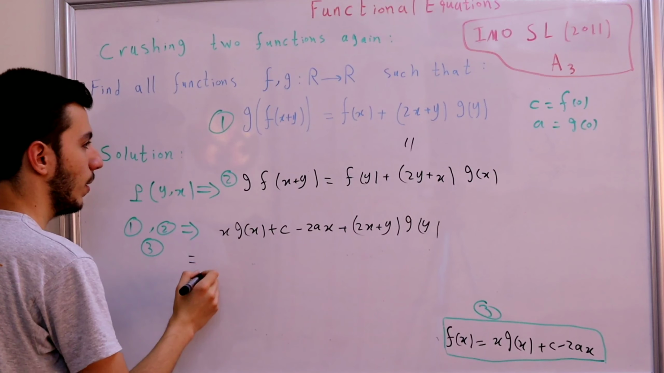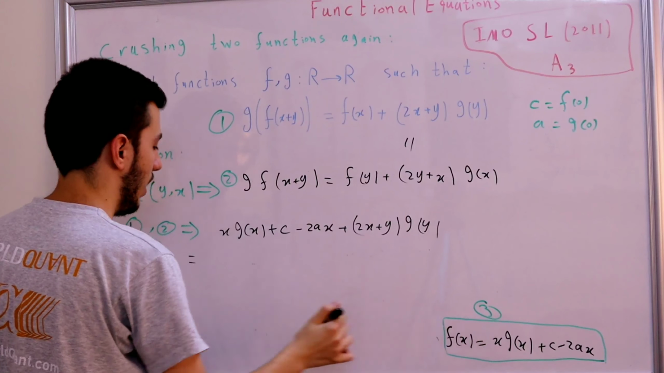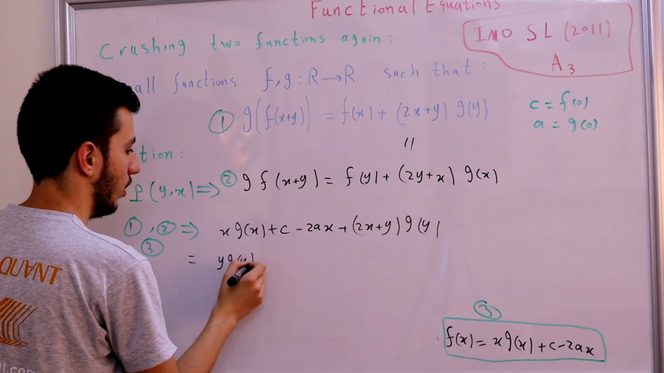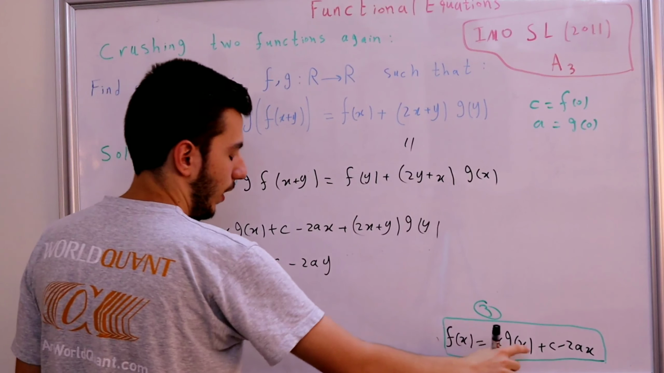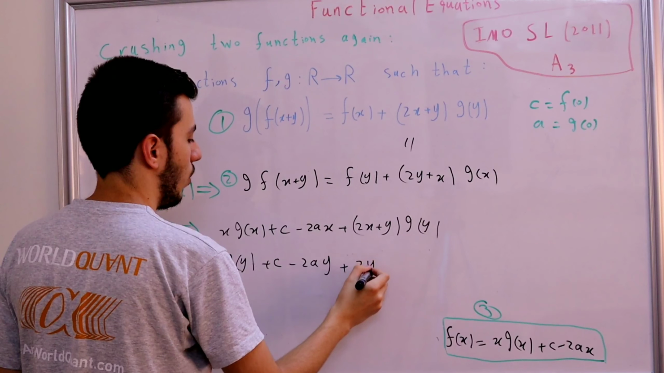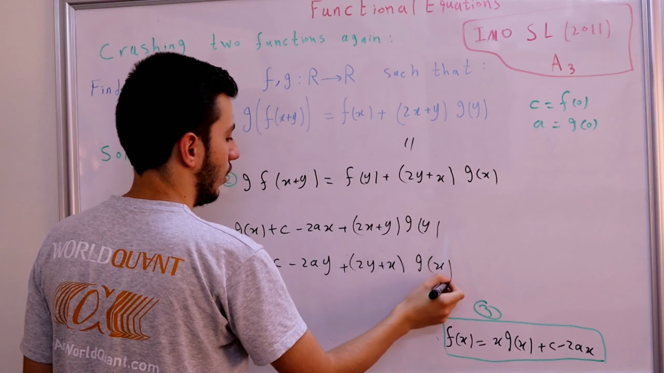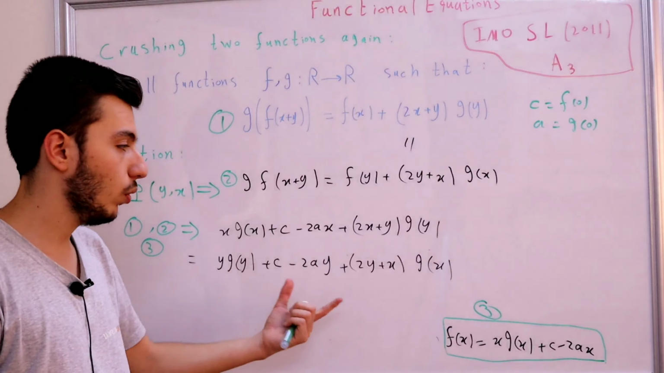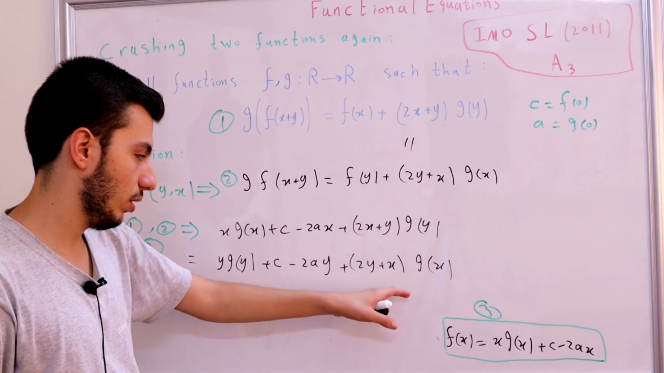This is equal to what? To this right here. f of y is now what? From here, it is y times g of y plus c minus 2ay. So we need to pay attention here. Plus this here, plus 2y plus x times g of x. Great. So now I have this very, very simple functional equation with only one function g. So I can solve this very easily.